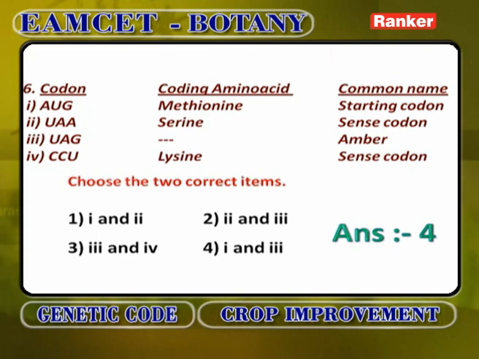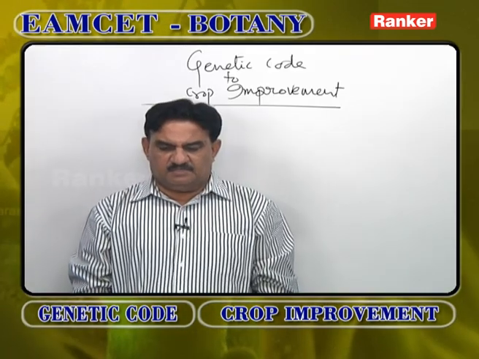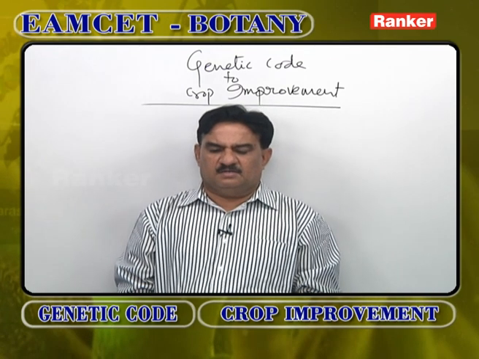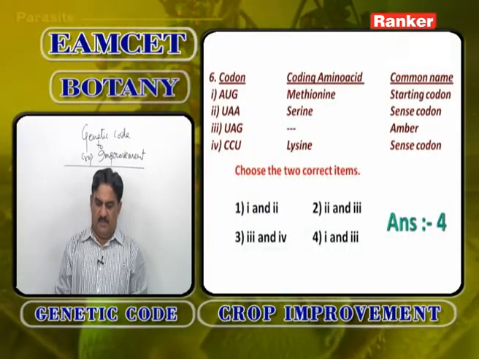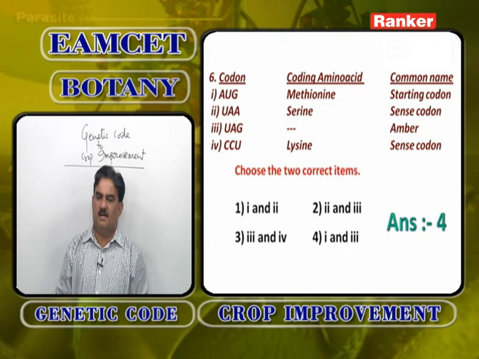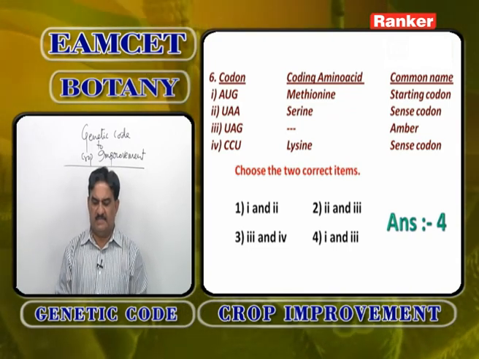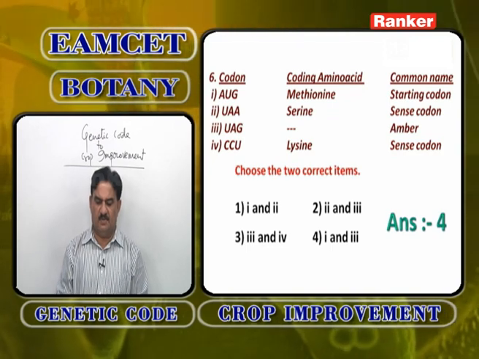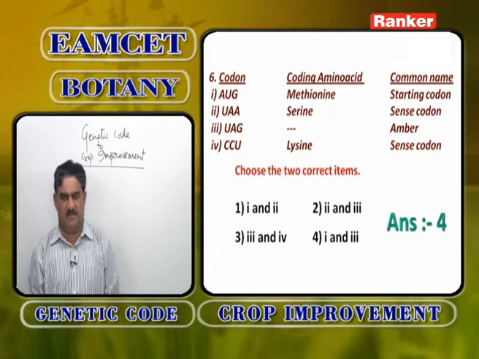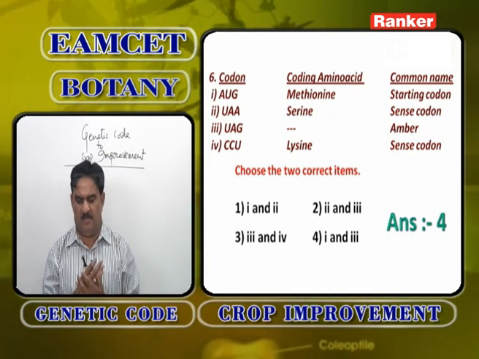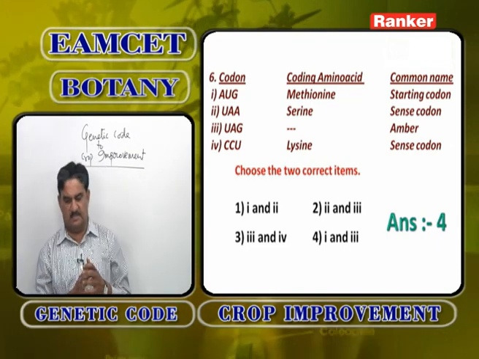Another three column tabular: codon, coding amino acid, common name. AUG codon, coding amino acid is always methionine, common name is starting codon, correct. UAA, serine, sense codon is wrong. UAA does not code for any amino acid because it is a nonsense codon or terminator codon. It is not a sense codon, it is a nonsense codon.